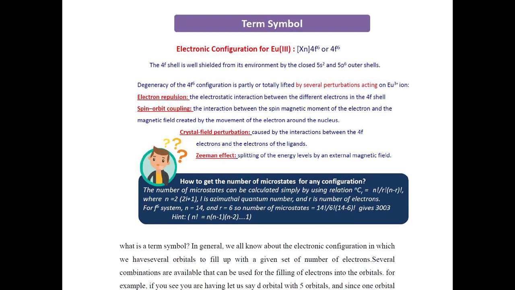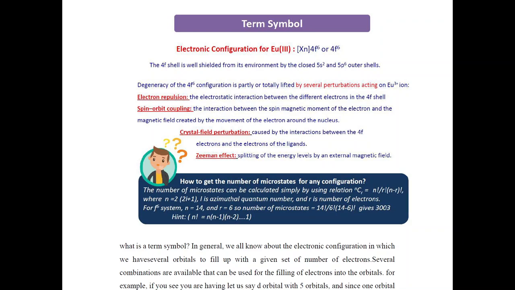Talking about term symbols and electronic configuration, we know Eu3+ has 4f6 configuration. The 4f shell is well shielded from its environment by the closed 5s2 and 5p6 outer shells. The degeneracy of the 4f6 configuration is partly or totally lifted by several perturbations acting on the Eu3+ ion. There is electron repulsion, the electrostatic interaction between different electrons in the 4f shell; spin-orbit coupling, the interaction between the spin magnetic moment of the electron and the magnetic field created by the movement of the electron around the nucleus; crystal field perturbation, caused by the interaction with the 4f electrons; and the Zeeman effect, splitting of the energy levels by an external magnetic field.